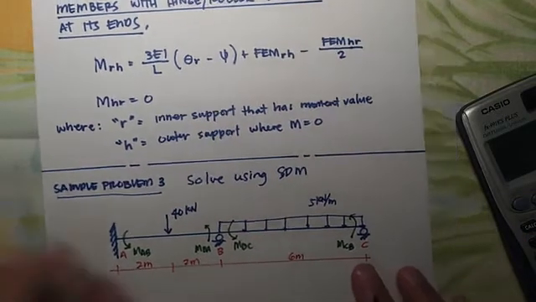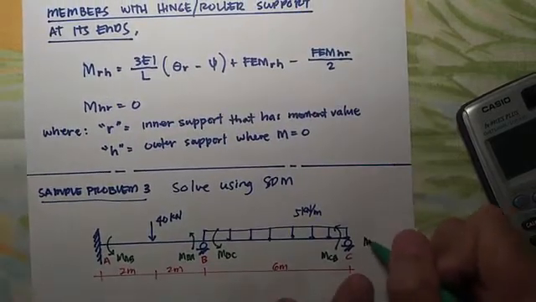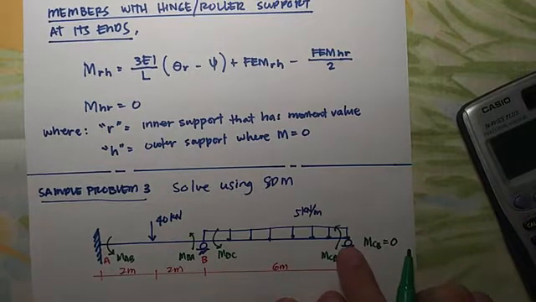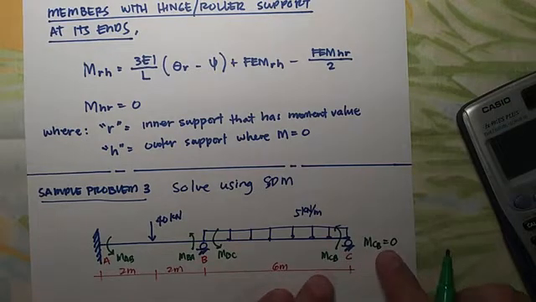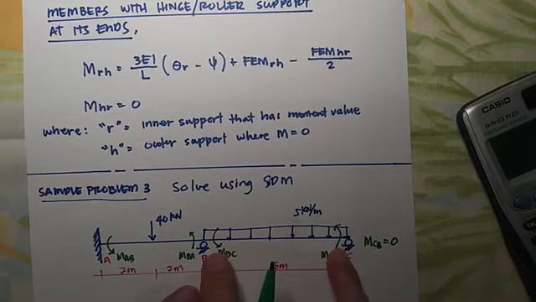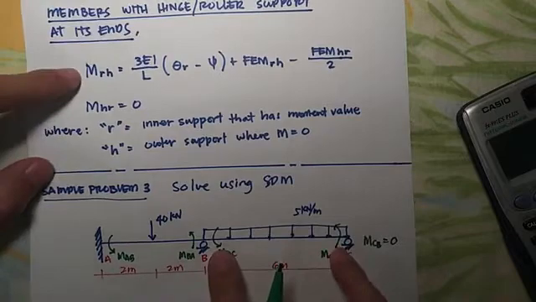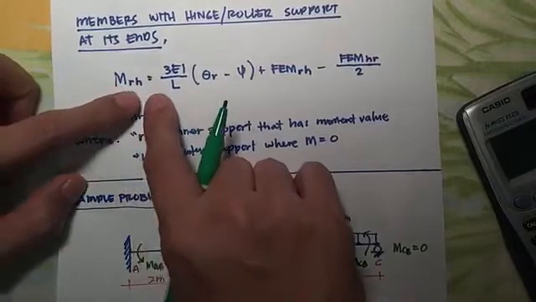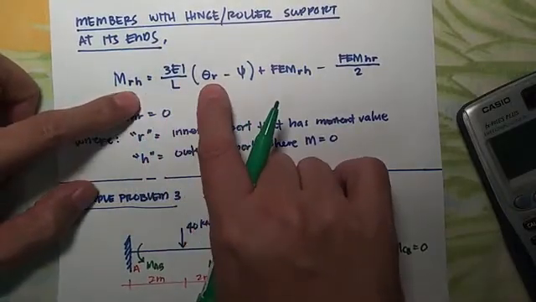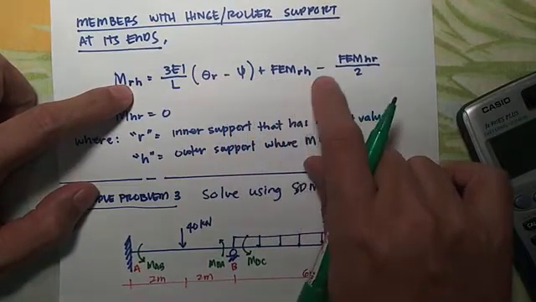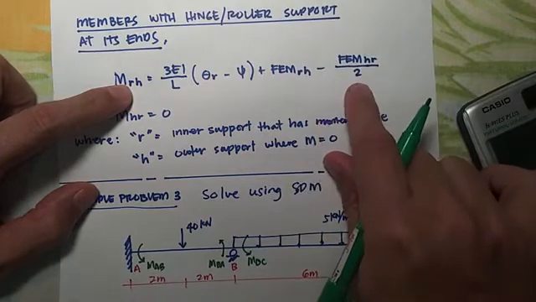As we know, the moment on CB is equal to 0 because that is at the end of the beam and that is a roller, and there is no external moment applied at point C. Therefore the moment CB is just equal to 0. Whenever the moment here is 0, the slope deflection method on this segment could be modified such that the moment RH is equal to 3EI over L times (theta R minus psi) plus the fixed end moment on RH minus the FEM on HR over 2.